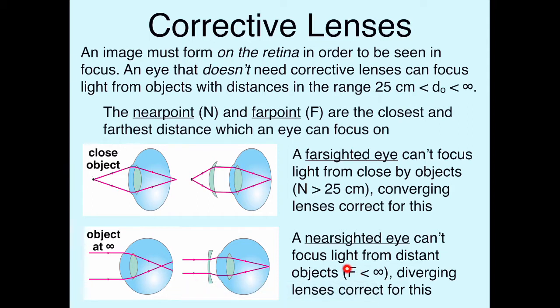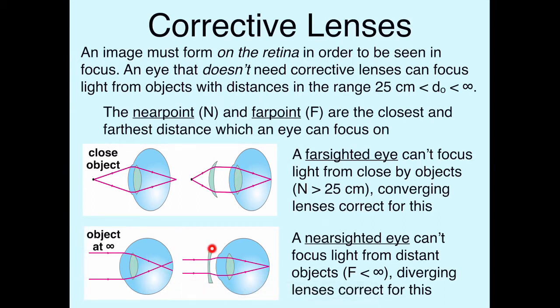So your far point should be infinity, but it's less than that if you have a nearsighted eye. So to correct for this, we use a diverging lens. Okay, so here is your eye without any corrective lens. We have rays of light coming in from a distant object, let's say it's infinitely far away, and those rays go through the lens of your eye, but those rays actually focus at a point that is too close. So they should be focusing over here at your retina, but instead they're focusing closer to your lens than that over here somewhere. So what we need is for those rays of light to diverge a little bit.